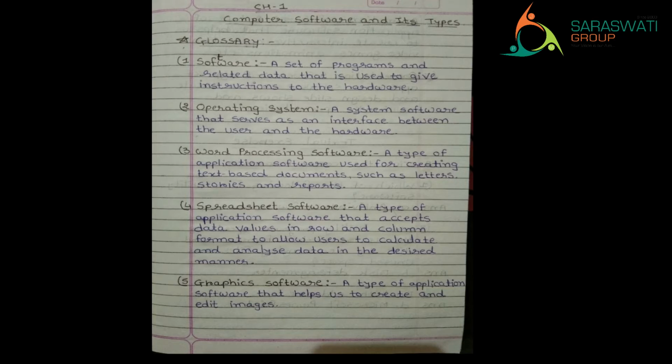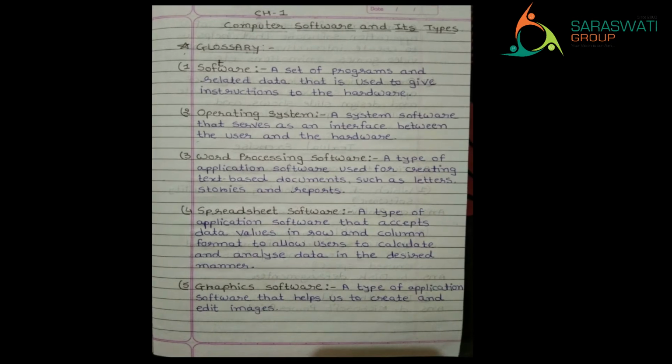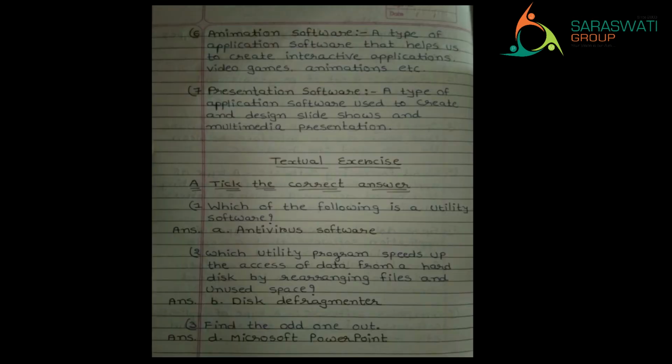Here the glossary words are software, operating system, word processing software, spreadsheet software, graphic software, then animation software and presentation software. Right? So these 7 words, that means glossary, you will write in your classwork after the hard words. Now we are moving to the textual exercise. That means let us tweet portion of your textbook.